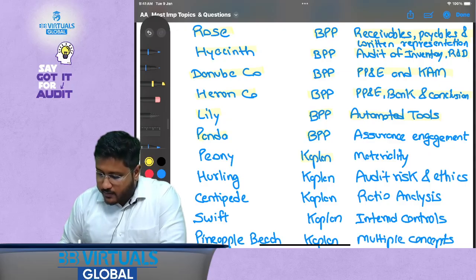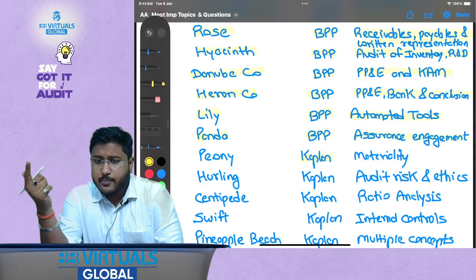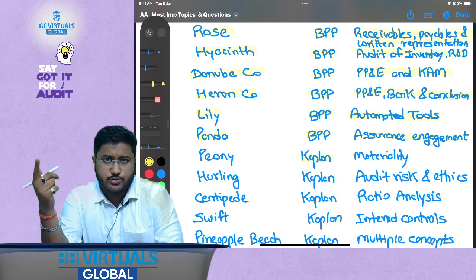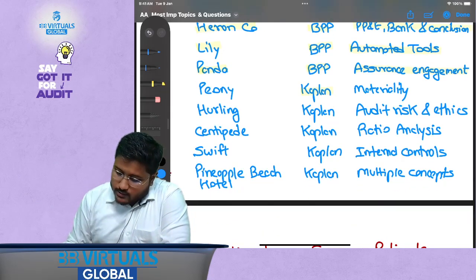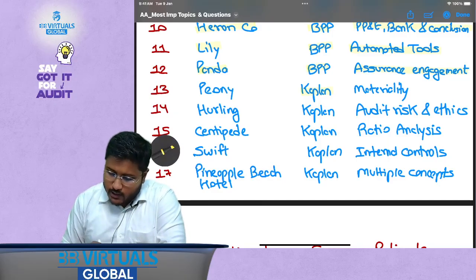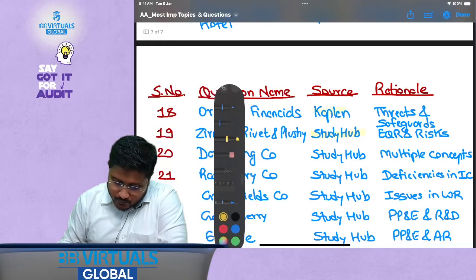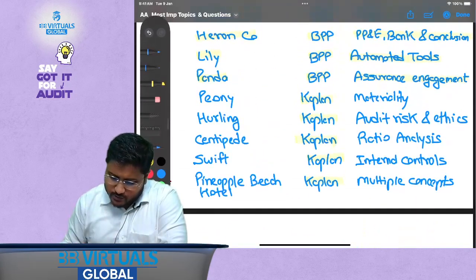Then Panda Company, BPP, assurance engagement. It talks about the elements of an assurance engagement and how different assurance engagements work. Now let's come to Kaplan. How many questions have we selected from BPP? 12 questions. Now Kaplan, starting from 13 and going up to 18. So a little fewer questions from Kaplan this time.